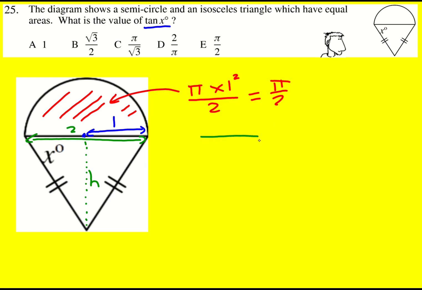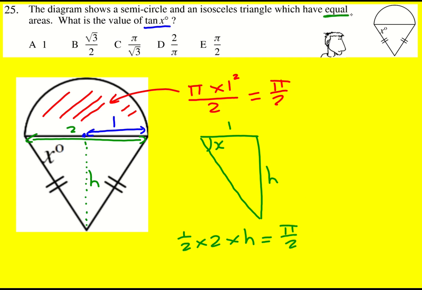And notice we're actually well on our way then to getting tan x because I've split it down the middle and x is here. I've got that this is 1, that's the adjacent, so I just need to work out what h is. And we can use the area. So it must be that a half times the base, which is 2, times the height is equal to that pi over 2 from the semicircle because they have equal area. And that means that h is pi over 2.